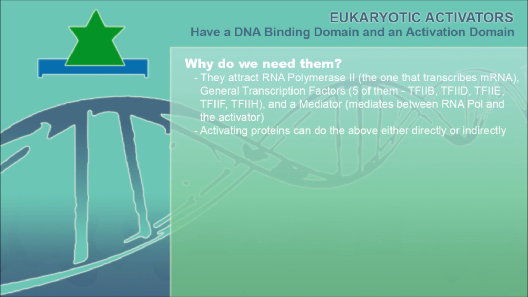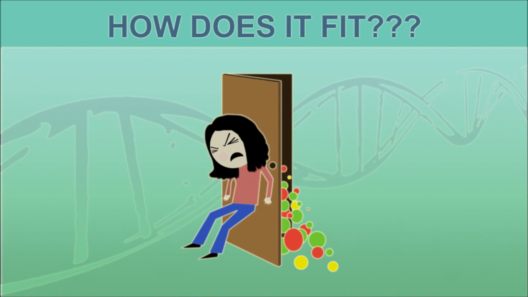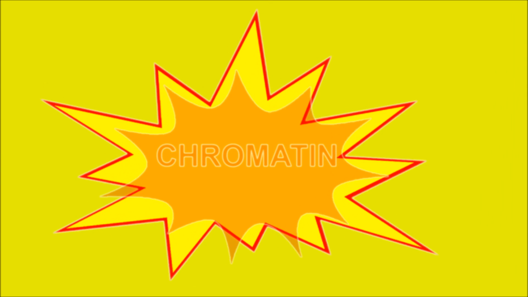Anyway, activating proteins can do the above either directly or indirectly. How? They can modify chromatin structure and increase promoter accessibility. So, how does approximately 2 meters of DNA fit in a human cell? You can thank chromatin for that. Chromatin, the miracle that allows for on-demand access to any particular DNA segment, pronto.